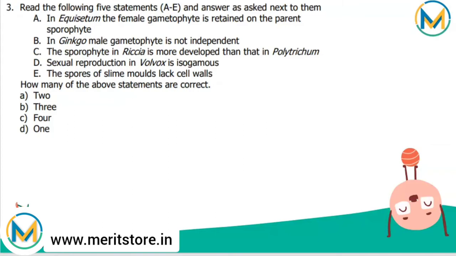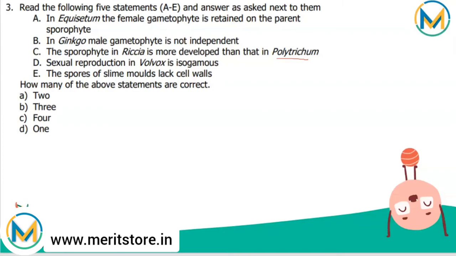So Equisetum, that is a pteridophyte, has a free-living gametophyte, prothallus. Next, Riccia is a liverwort in which the simplest sporophyte consists of capsule only, compared with Polytrichum. In moss, Polytrichum is a moss in which the sporophyte consists of foot, seta and capsule.